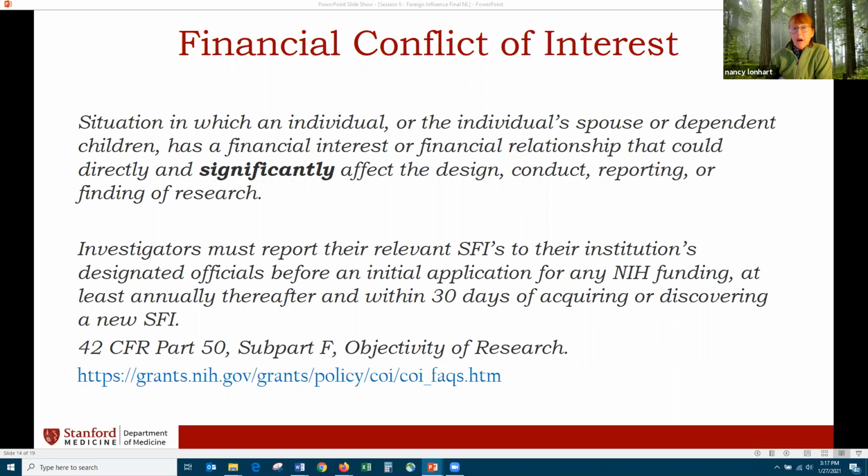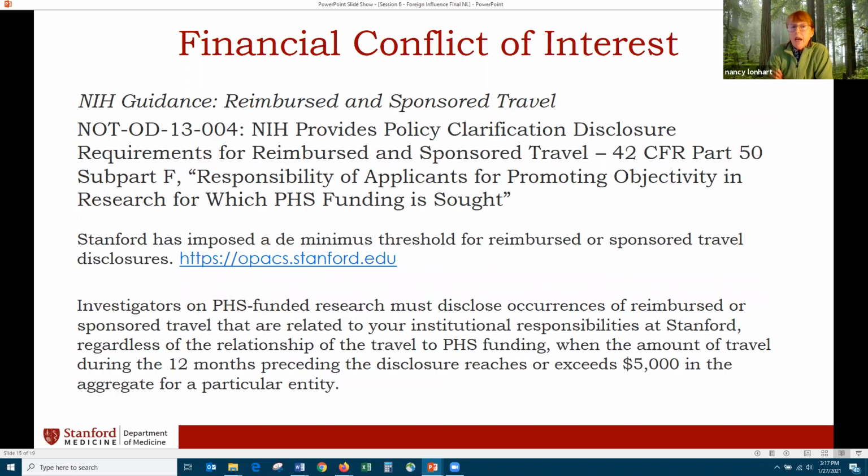What might be some other types of conflict of interest? If we look on the next slide, we also have to be thinking about travel. Now, this is something that actually is often overlooked. We have faculty who many times are paid by that foreign entity to travel there. What Stanford is wanting us to remember is that there is significant travel by some of these faculty, and we need to be paying attention to that.